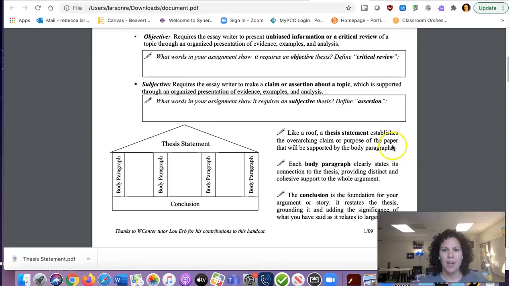Sorry about that. So what words in your assignment show it to be subjective? Well, this is me telling you it's going to be subjective.